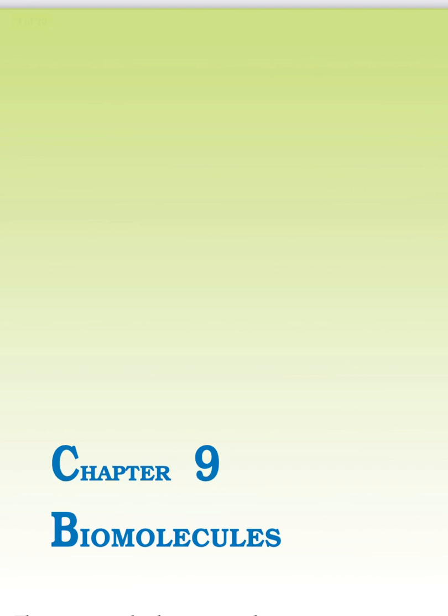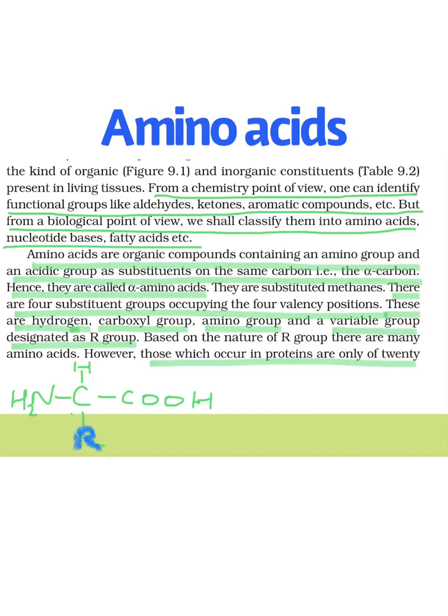Earlier we started with chapter 9, that is biomolecules, and we discussed examples of biomolecules, and the primary as well as secondary metabolites in the previous session. And we have classified all these biomolecules as amino acids, nucleotide bases, fatty acids, sugars, etc. So today we are going to start with a new topic, that is about amino acids.